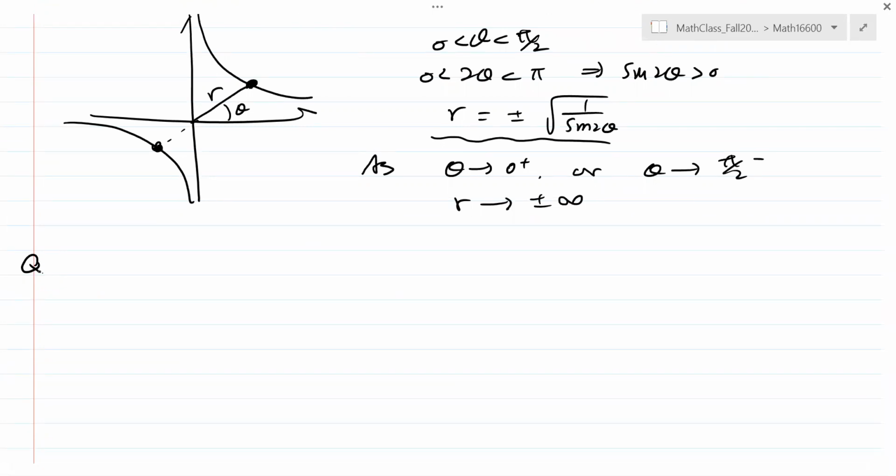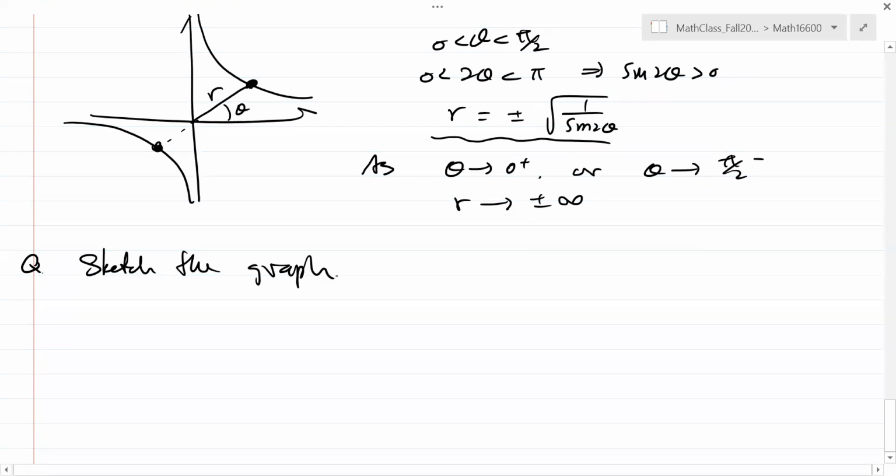Our next problem is more interesting. Sketch the graph r equals 1 minus sine theta.